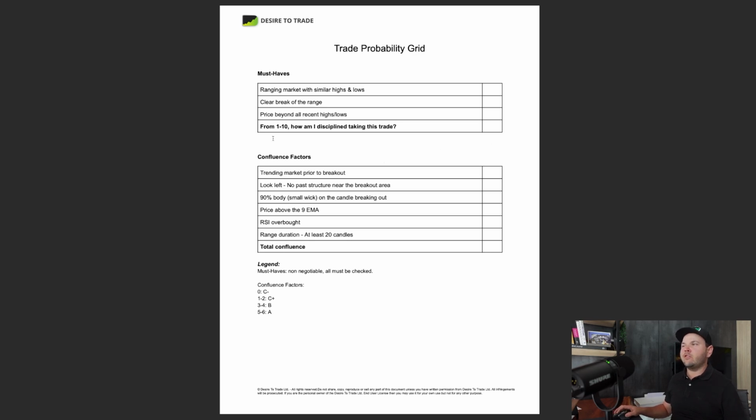And it's very simple to see here, there's a line that says from 1 to 10, how disciplined I am taking this trade. You want to put your score here. So if you're a 10, you're very disciplined. If you're a 1, it's not disciplined. You're just taking a trade for boredom, or because you want to overtrade, or because you had a loss before. You want to try to avoid this. So this is very clear. You get this clear in your mind, how disciplined you are, and whether you should be in that trade or not in the first place.